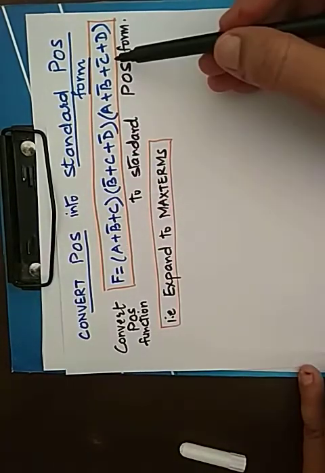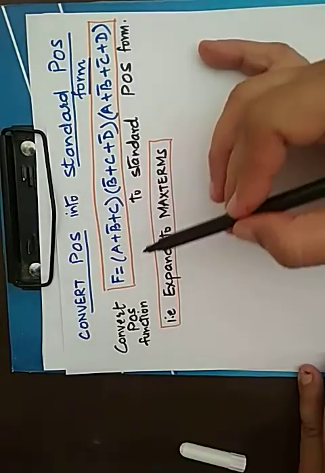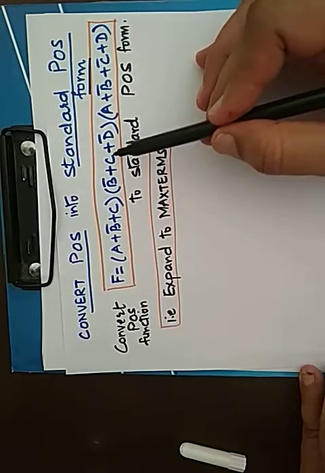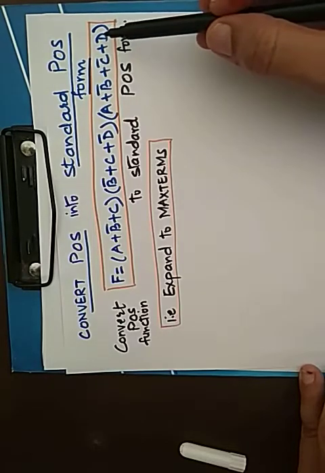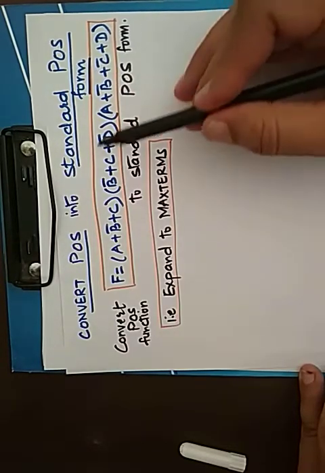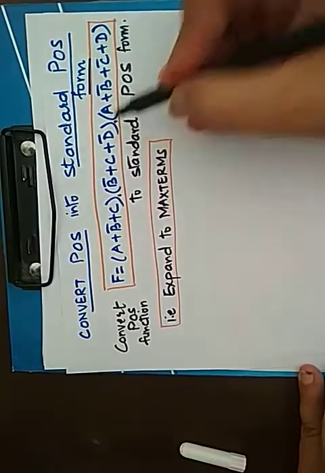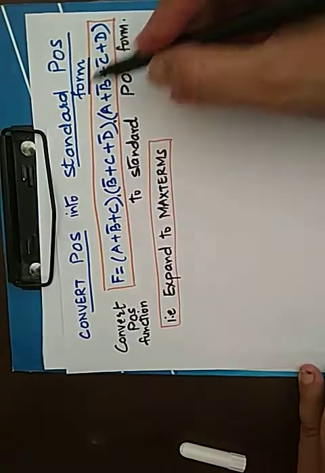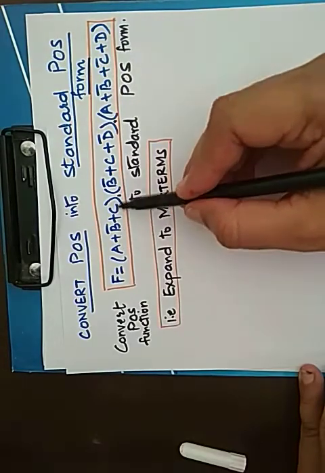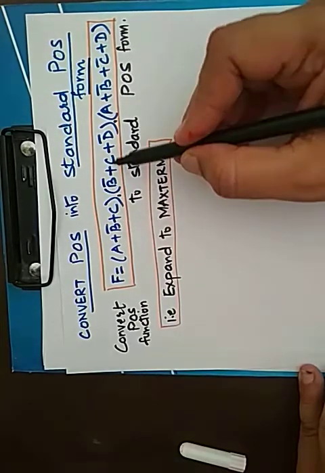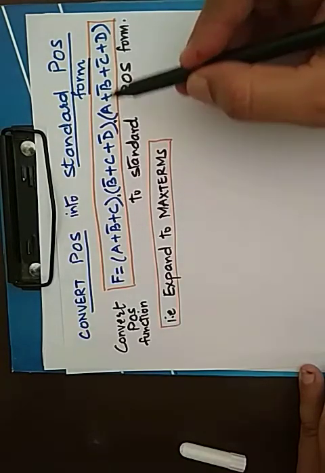Now this is a POS function. If you see, what is this function? A plus B bar plus C into B bar plus C plus D bar into A plus B bar plus C bar plus D. So this is one sum term, sum term, sum term. All the sum terms are being multiplied, but this is not a standard POS form because if you see, there is a variable missing here, D. There's a variable missing over here, A, and in this term, there is no variable missing.